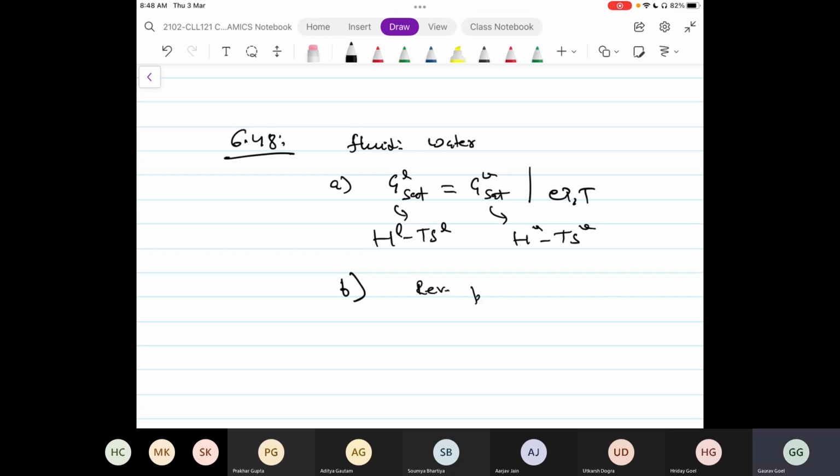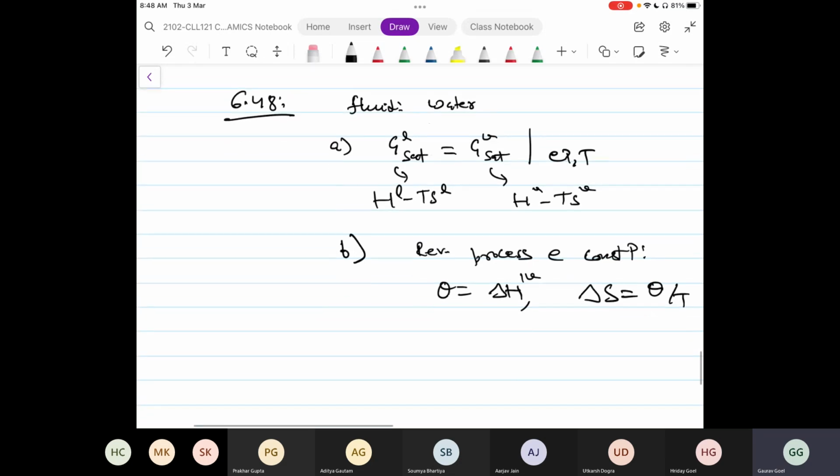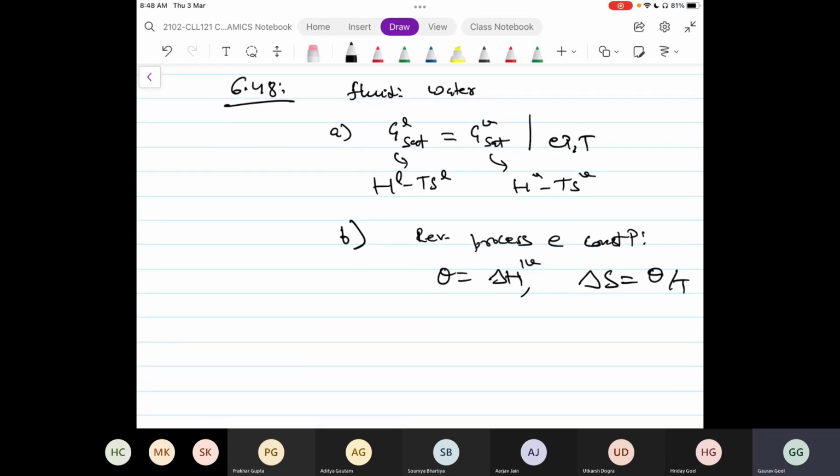Then they're saying you carry out a reversible phase change. It is happening at constant pressure. Q would be delta H. In fact, delta H will be the phase change enthalpy. It is happening at constant temperature. So delta S would be simply Q by T. All right. So that is how you can calculate enthalpy change, heat, etc.